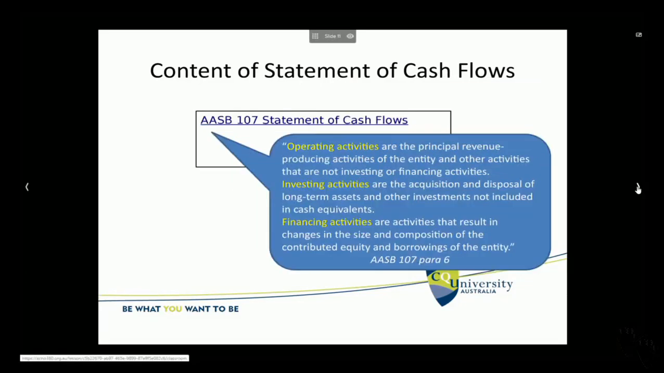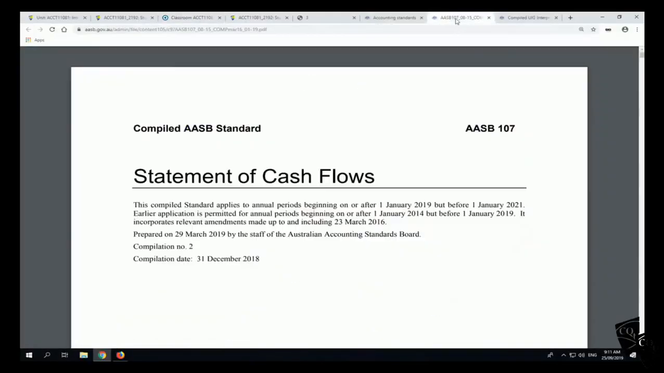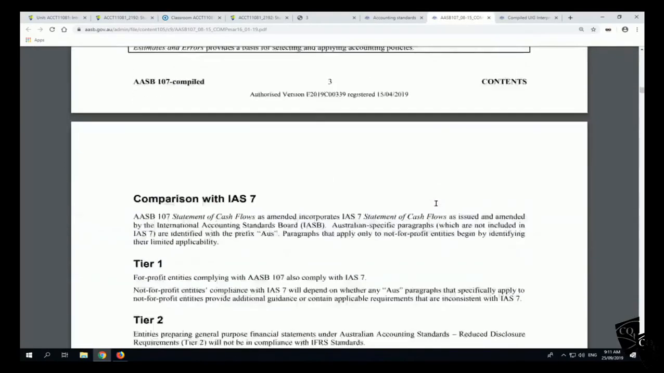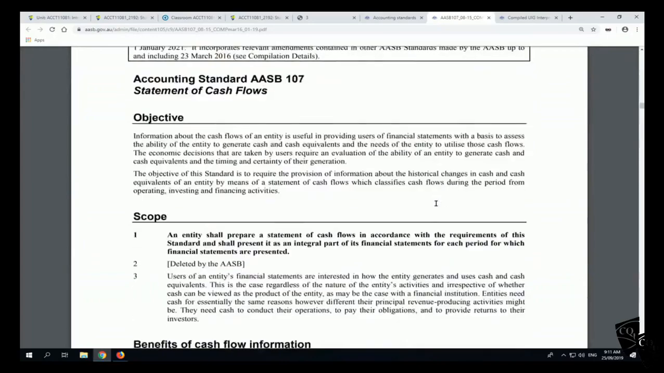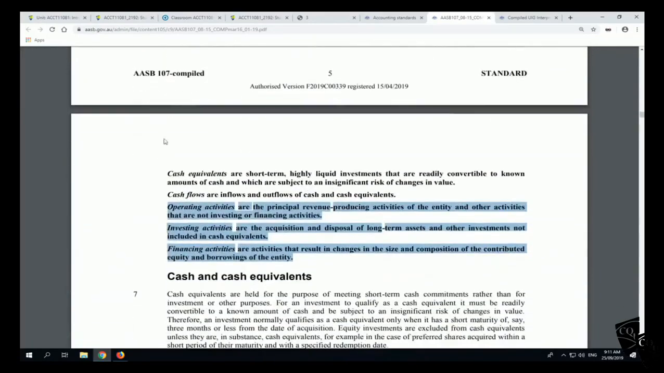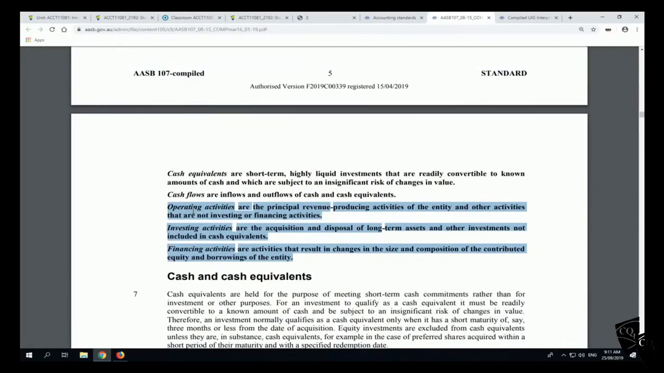Now, remember the three categories that the standard requires in paragraph 10. Well, these three categories are defined earlier in paragraph 6. So let's actually go to paragraph 6 of AASB 107. I'll scroll down. They're set out in paragraphs, not pages. We often refer to just the paragraphs. So the paragraphs are on the left-hand side. So in the definitions in paragraph 6, you can see the three categories defined here.